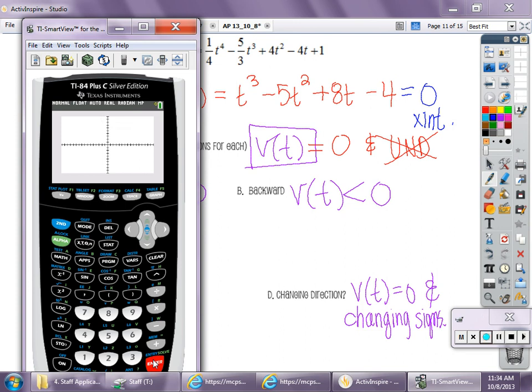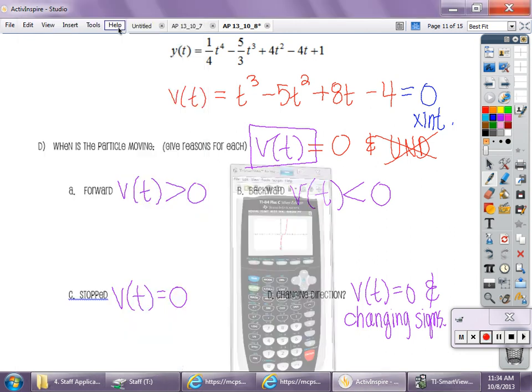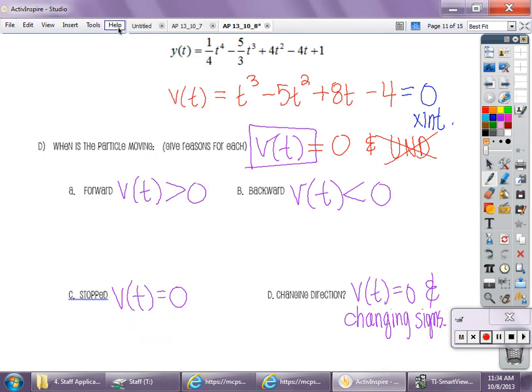Press enter. This one's a little bit slower. Come on, calculator. Let's do our work. What are the zeros? Is it just 1 0? It's 1 and 2. Alright. So 1 and 2. So v of t.